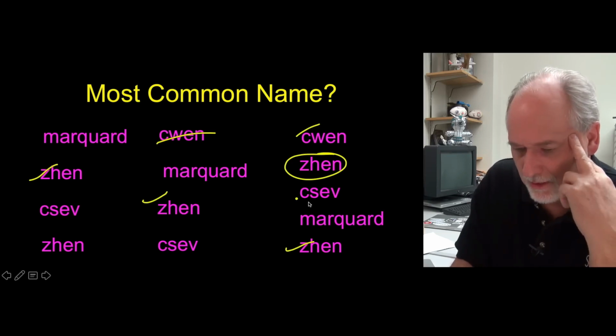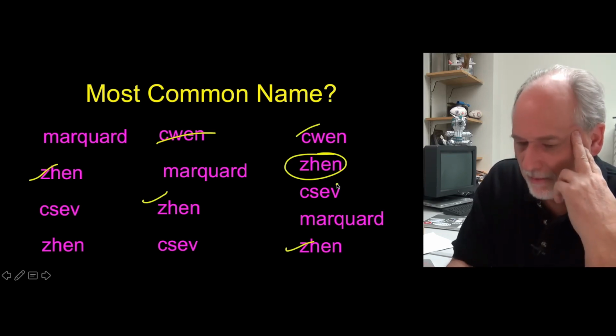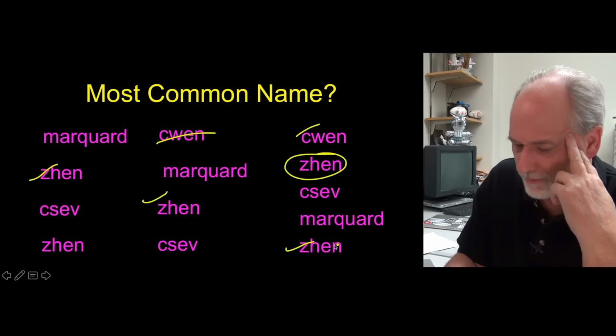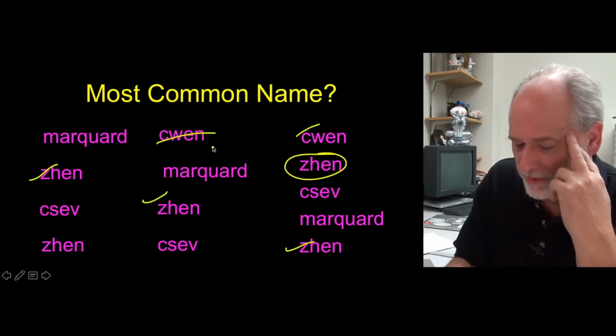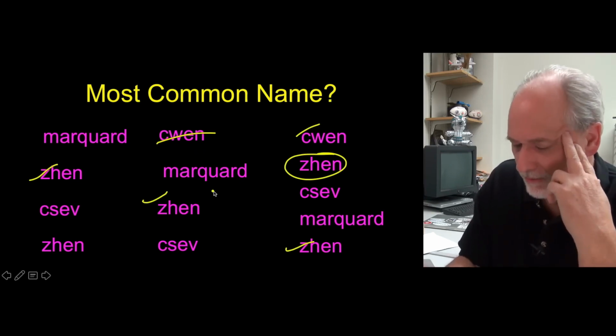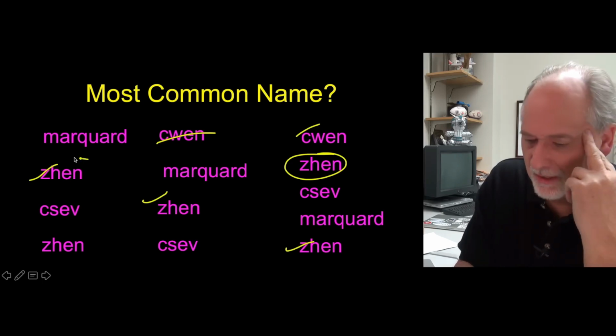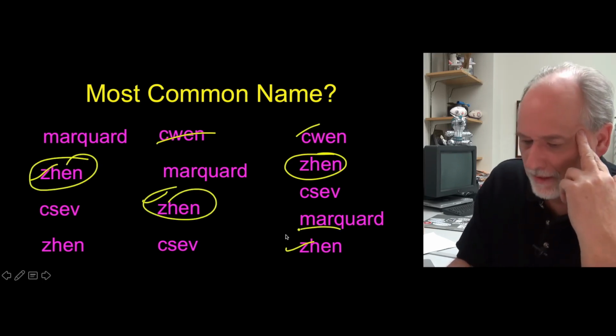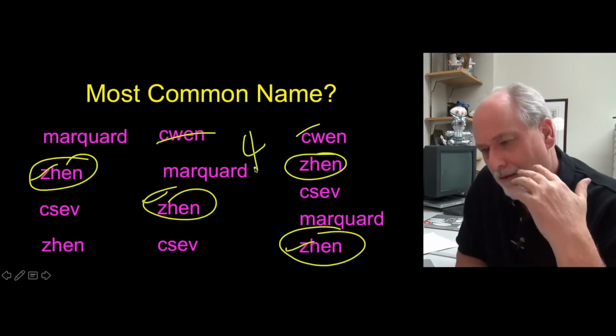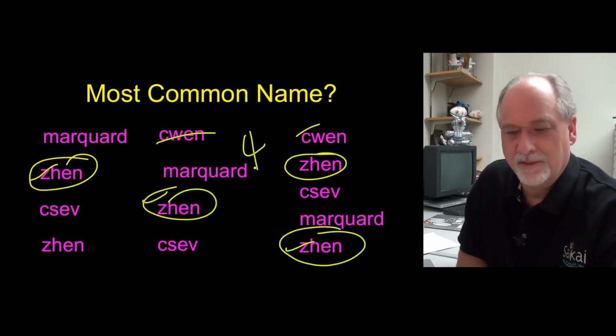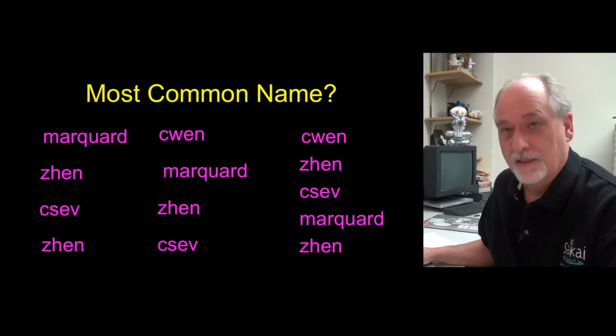Marquard's got 3, C7. And you'll notice how our minds, without computers, just bounce, branch and bound. We have hypotheses, and then we decide, yeah, it's Zhen. That's it, and there's 4 of them. Now, how did your brain think about this as we were going through them one at a time?